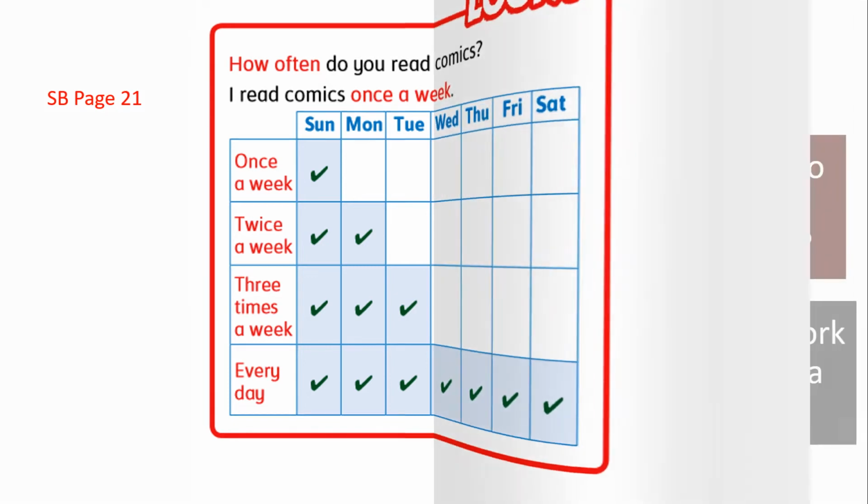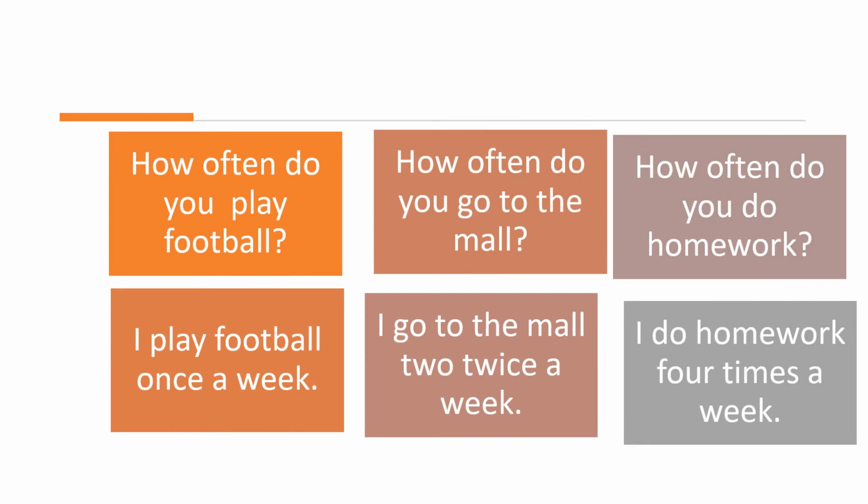Here are some examples. How often do you play football? I play football once a week. How often do you go to the mall? I go to the mall twice a week. How often do you do homework? I do homework 4 times a week, and so on.